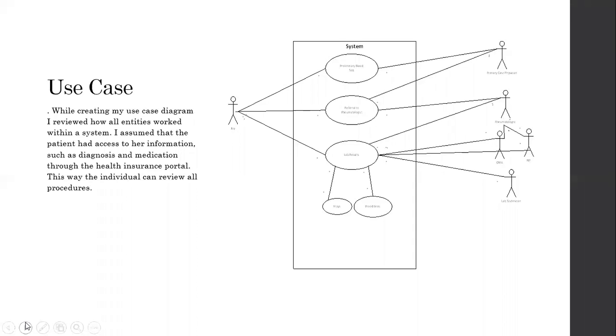The specialist has access to the referral. She also has access to the lab results. And I put the CMA and the nurse practitioner, who work under the specialist. They also have access to the lab results, and the lab technician has access to the lab results as well, which consist of the x-rays and the blood tests.